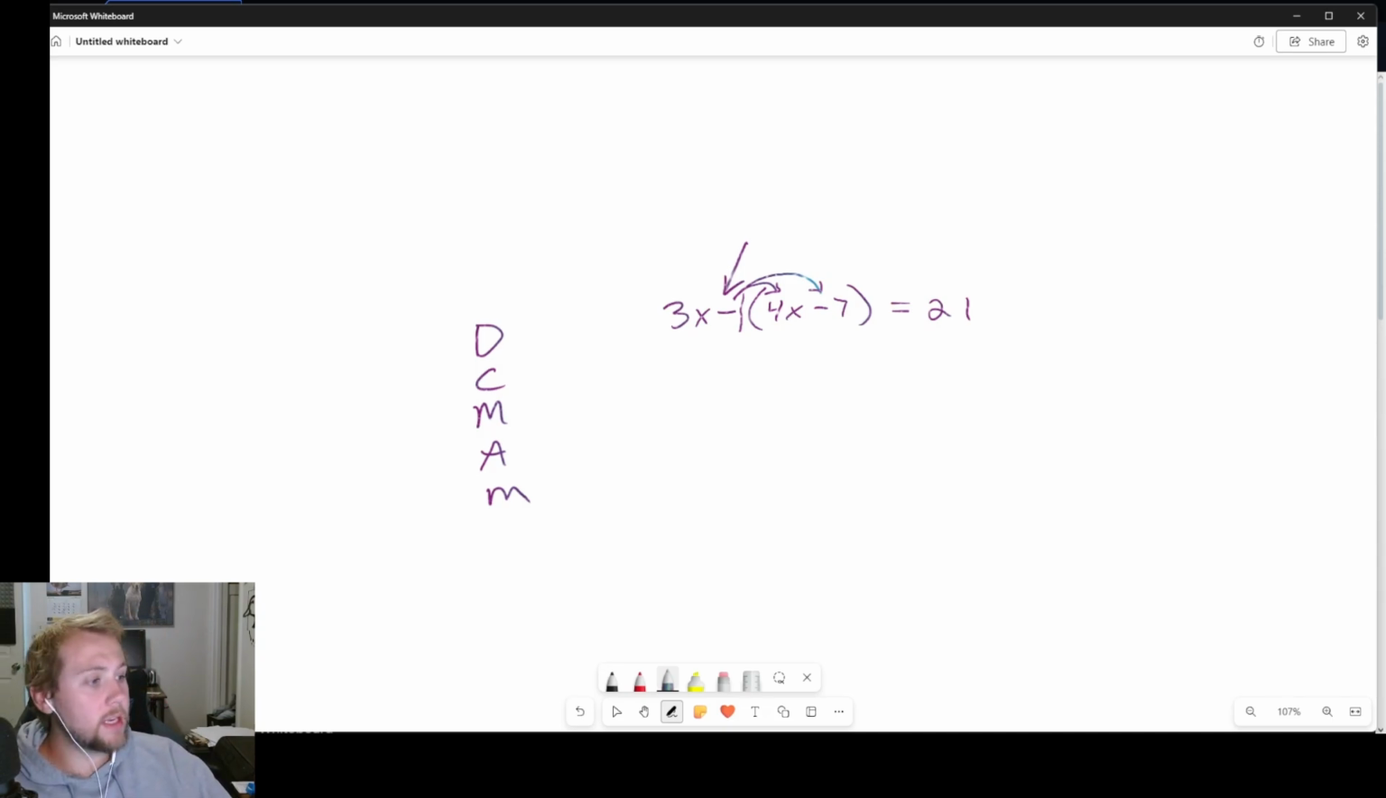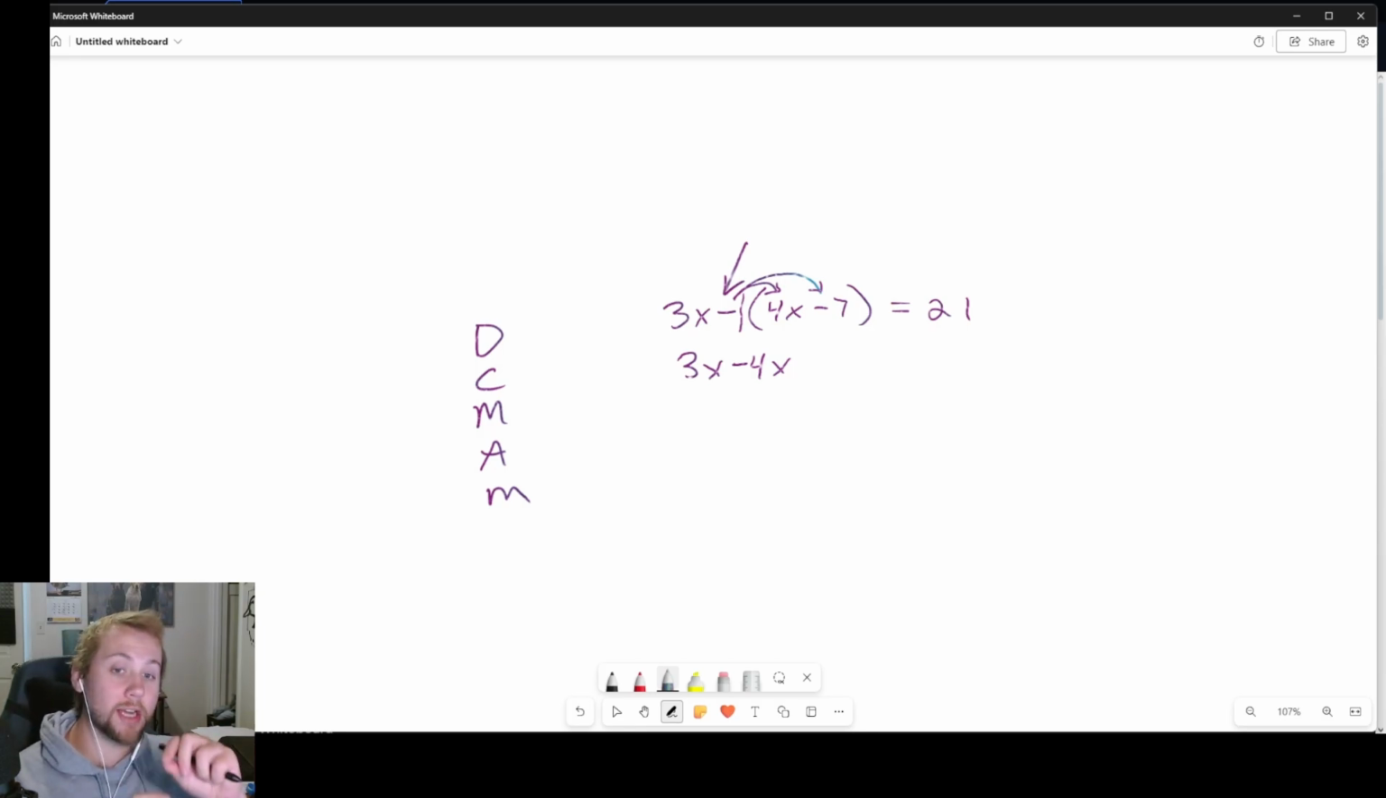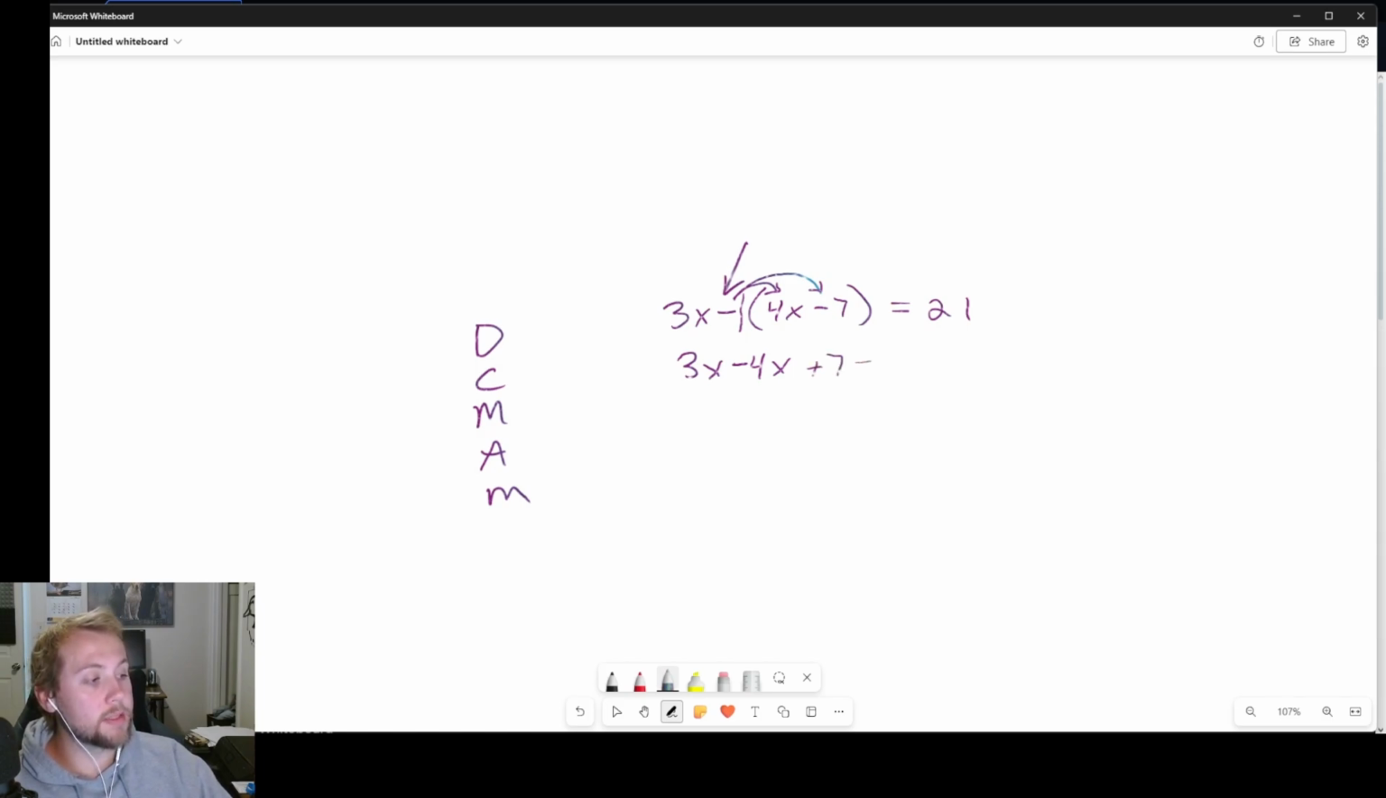So distribute that negative, and you get a 3x. Negative 1 times 4x is a negative 4x. Negative 1 times a negative 7, because remember that negative and that subtraction sign in front of that 7 makes it a negative 7. Negative times a negative is a positive. So that's a positive 7 equals 21. So now we need to combine like terms. Well, we have a 3x and we have a negative 4x. So we can actually combine those.